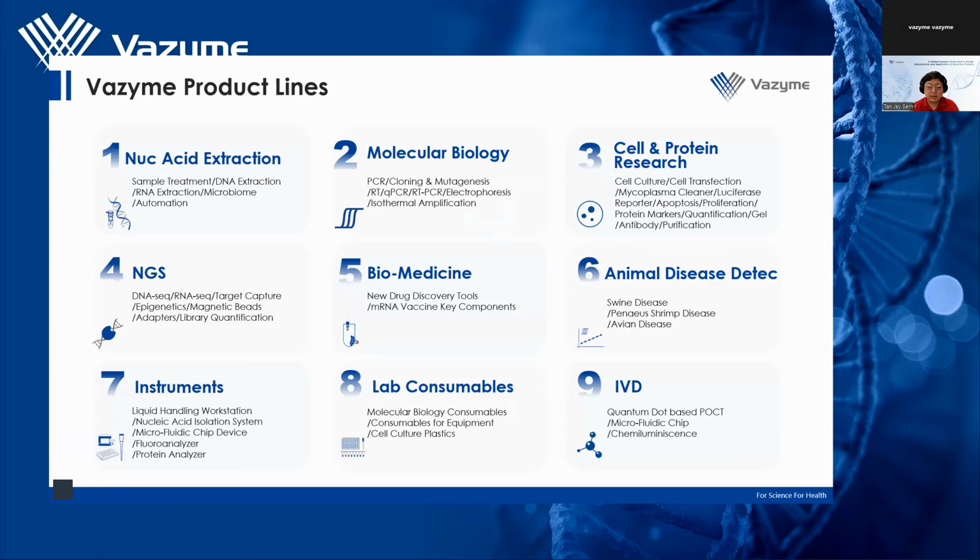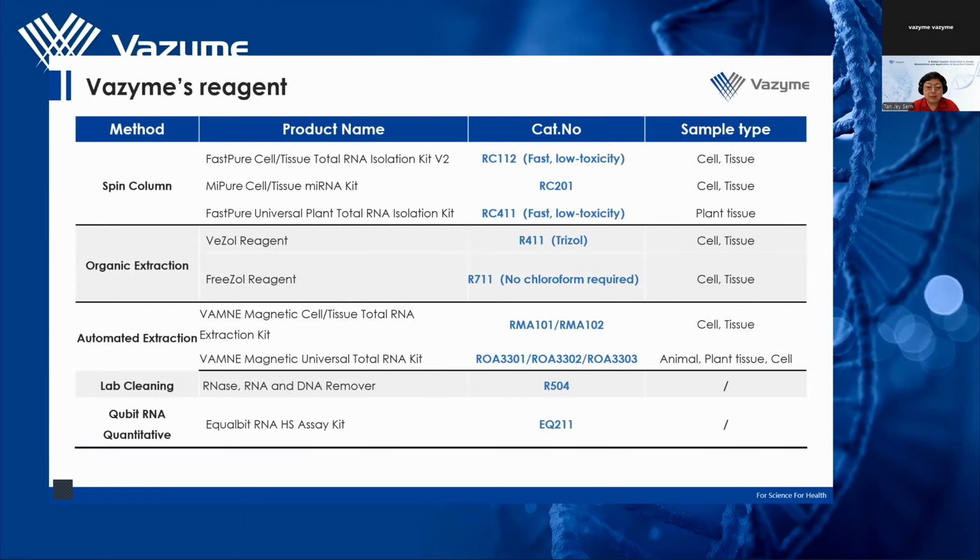As you can see on the slide here, we have 9 different product lines, which are nucleic acid extraction, molecular biology, cell protein research, next generation sequencing, biomedicine tools, and components, instruments, lab consumables, enable disease detection, and IVD reagents. Based on the various methods used for RNA extraction and what we have gone through today, we offer a range of corresponding reagents, including those tailored for automated systems as well. You can see on the slides here.